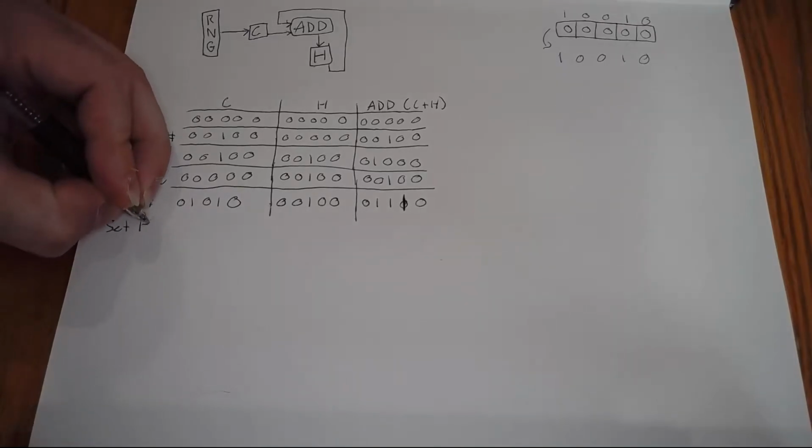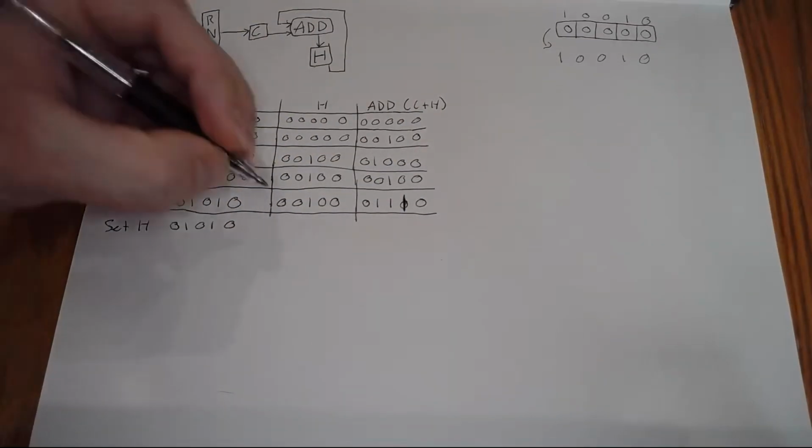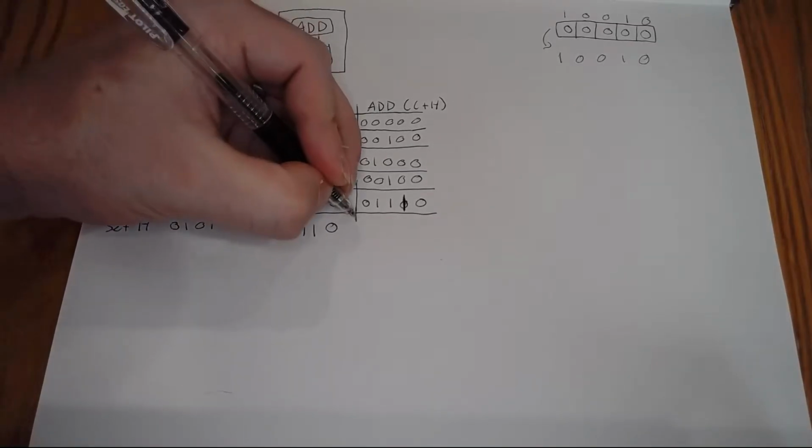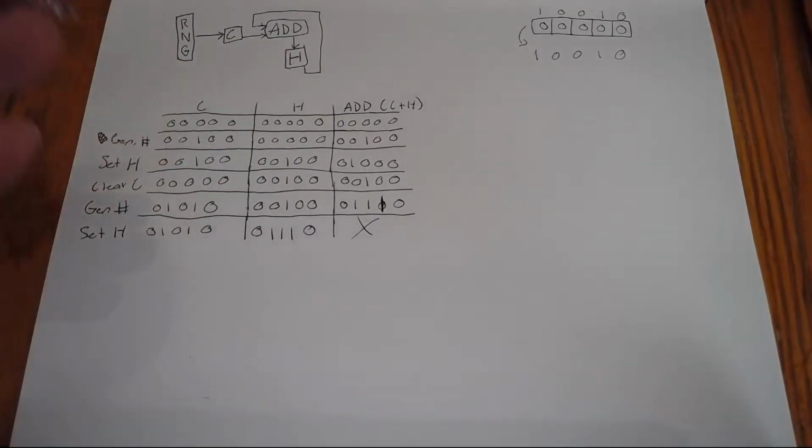So now we'll set H. Remember, we're setting it to the output of the adder. Doesn't change C, does change H, and then this kind of doesn't matter. I don't know, I'm just too lazy to do the binary addition. Okay, but this is how our simple card drawing machine works.